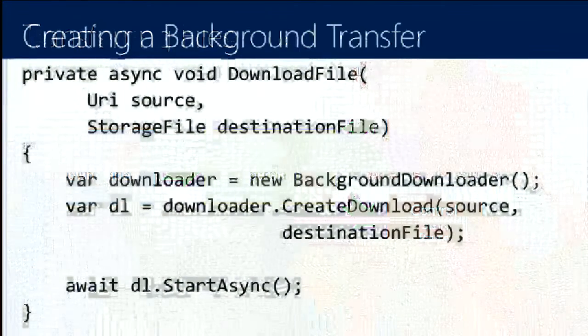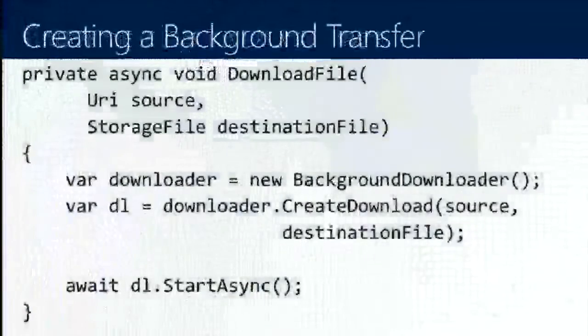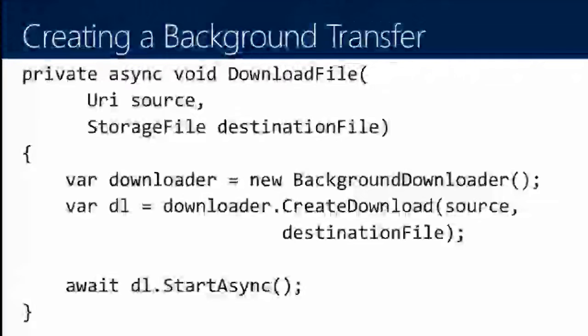Creating them is pretty straightforward. You create a background downloader. Then you use a create download method and say, look, I have a source, I have a destination, and it fires off your download operation. And then from there, you can start it with an async call, and it will be processed through Windows and start the download.